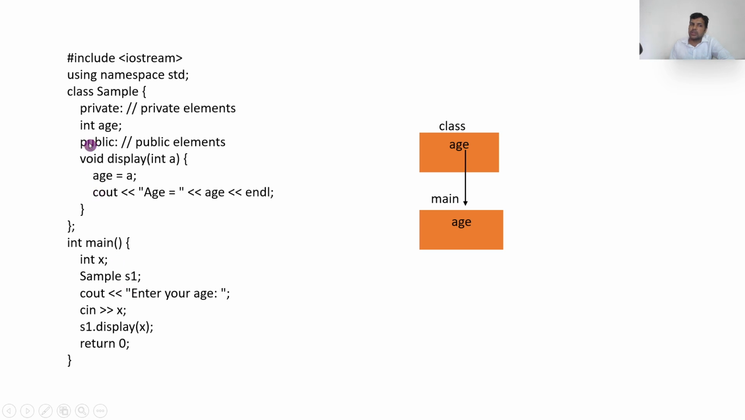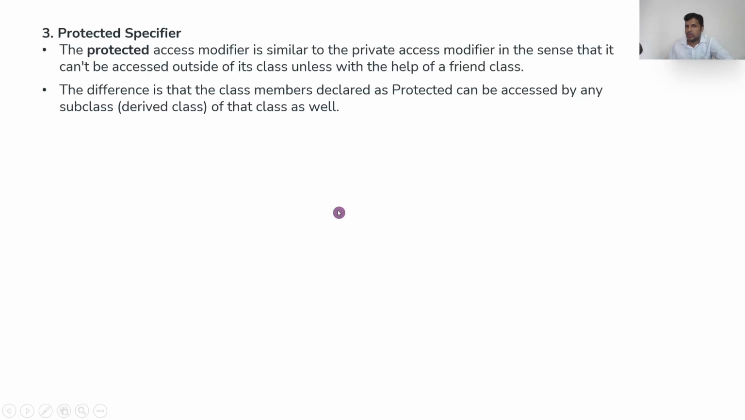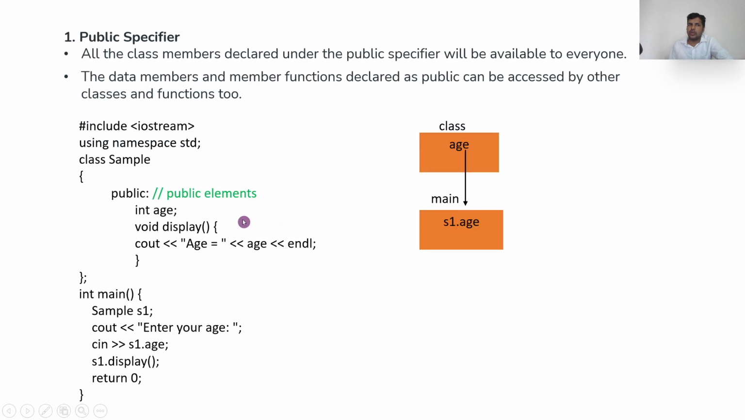That's why I have specifically created int x. Otherwise I would not have created a separate variable. Once we have declared data members as private, they cannot be used outside the class. See, now main cannot use the age. Let me show you with the program. First let us use public, then we'll go to private.